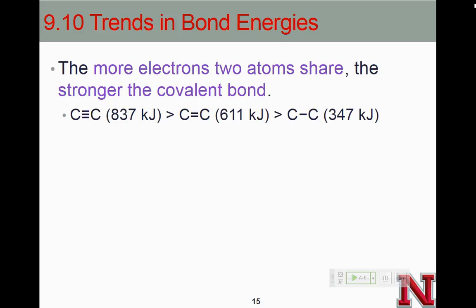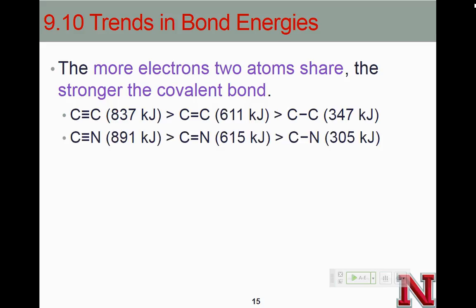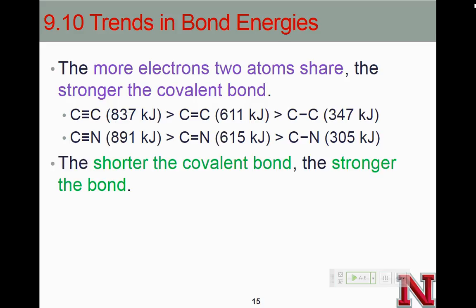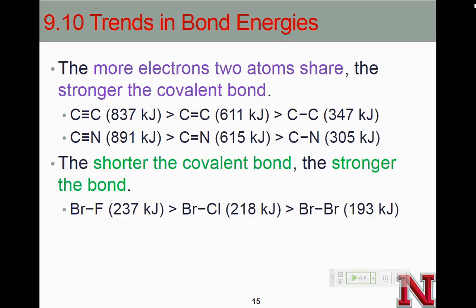What we're talking about is fully breaking all 3 bonds takes more energy than breaking only 2 bonds, which takes more energy than breaking only 1 bond. We see the same trends in our carbon-nitrogen triple bonds. Also, we see trends that the shorter the bond, the stronger it's going to be. So fluorine's smaller than chlorine, so therefore we have a shorter bond, so it takes more energy to break. Bonds get weaker going down a column because it's a longer bond, so it's easier to break a bromine-bromine bond than a chlorine-chlorine bond because bromine's bigger.